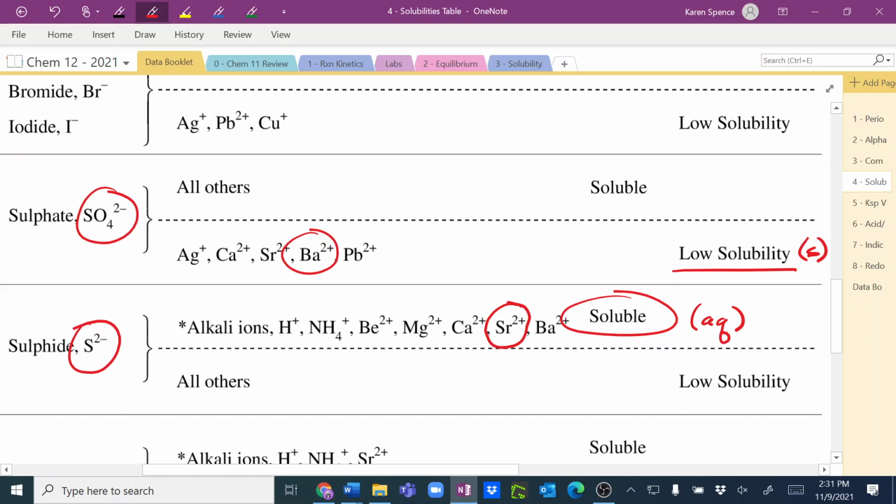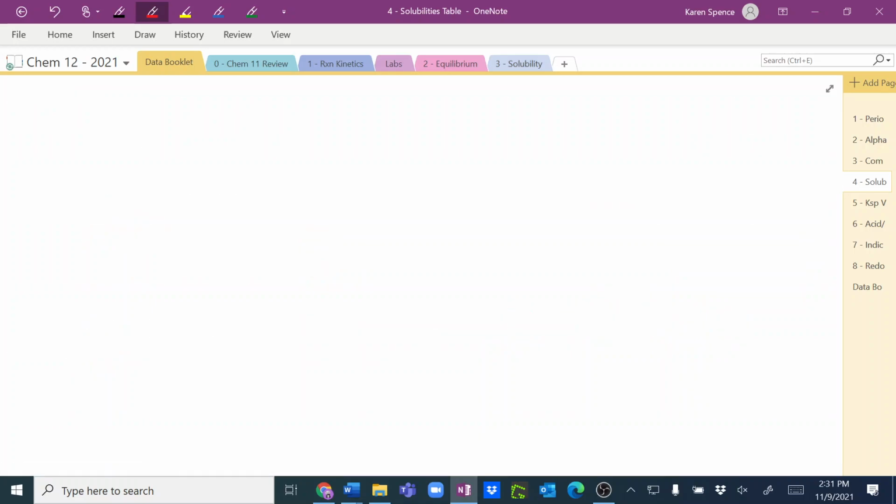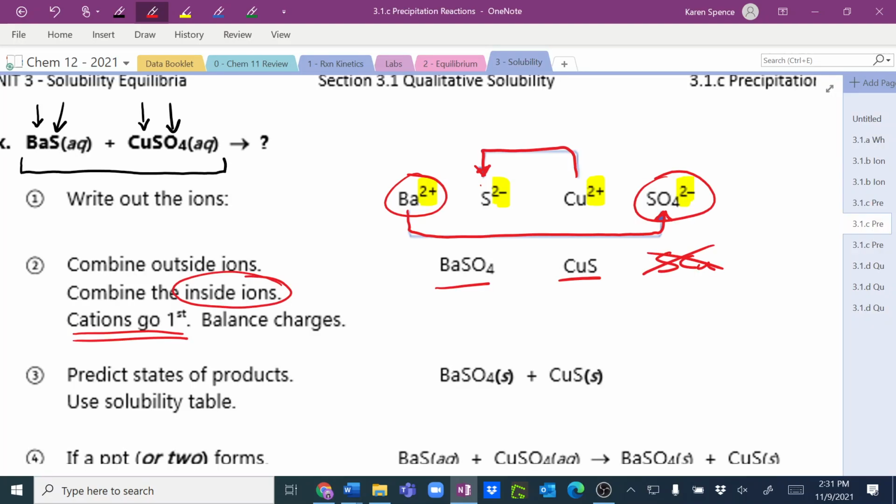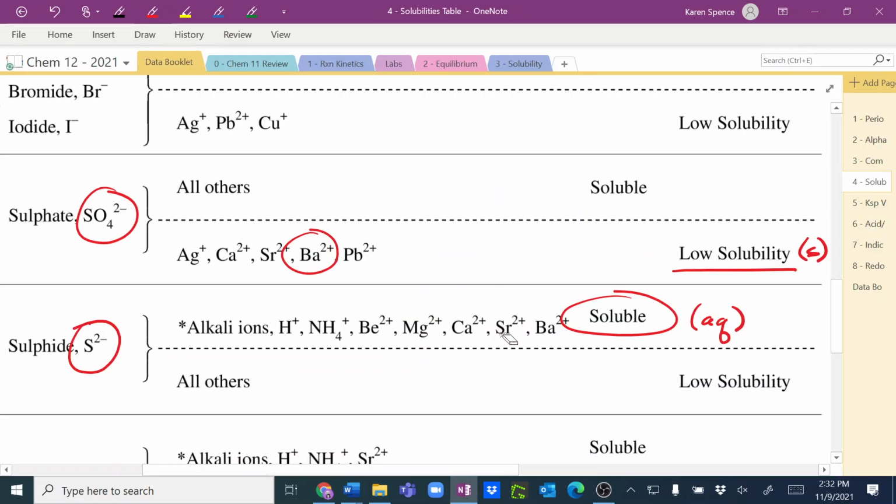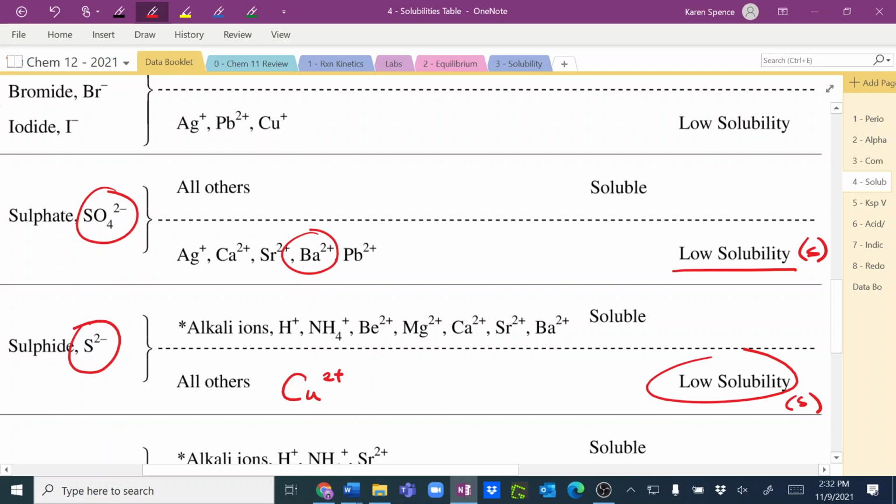So we go back, and we say, oh, it wasn't strontium, it was copper. Your teacher is a doofus. Okay, go back. Sulfide, not with strontium, no, with copper. Ooh, copper's in all others. So it is low solubility. So we have 2 solids.